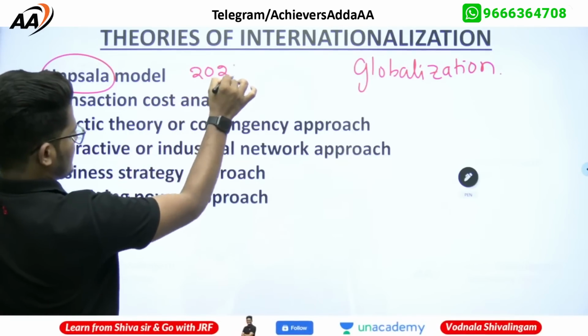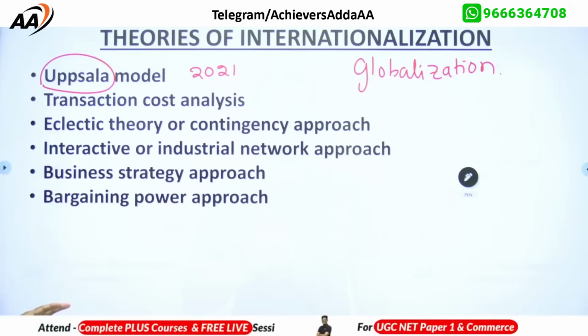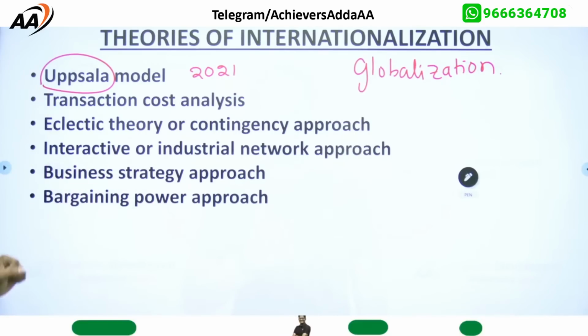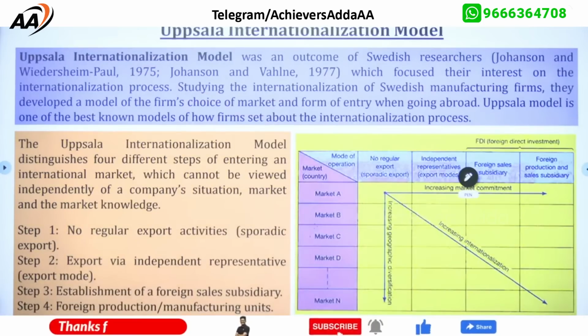Even transaction cost analysis, eclectic theory or a contingency approach, and interactive or industrial network approach, business strategy approach, bargaining power approach. Let's look into the Uppsala model, what the model actually wanted to say.